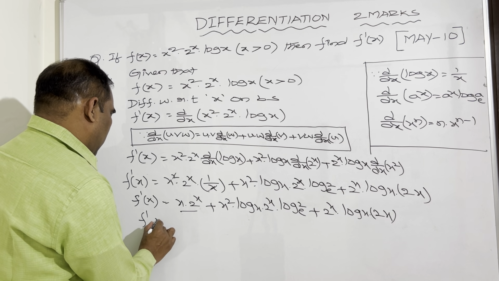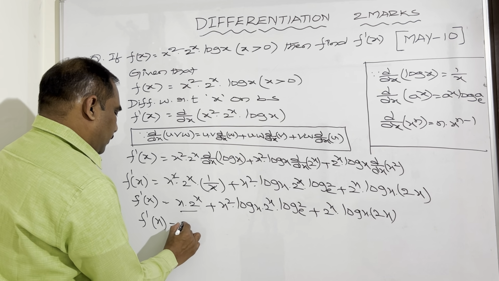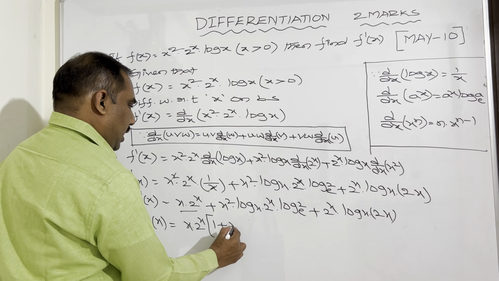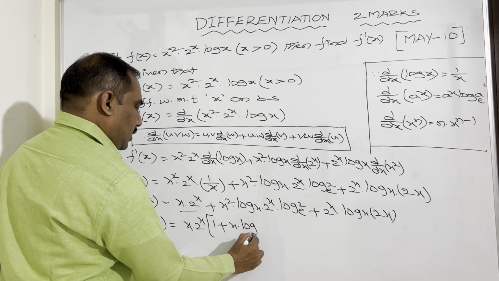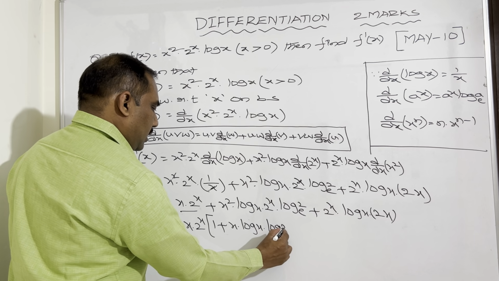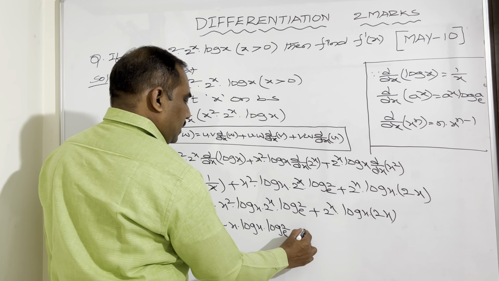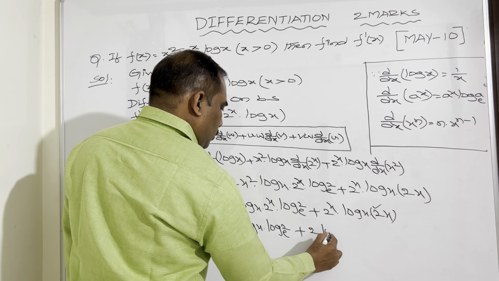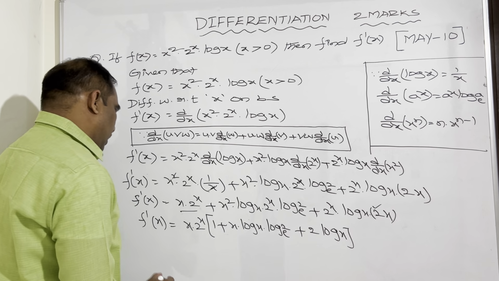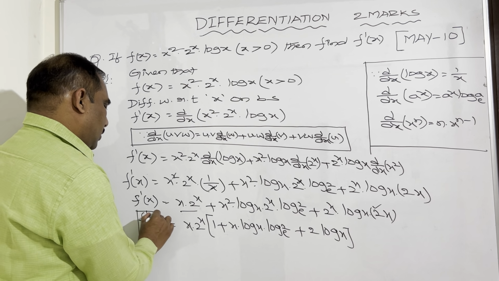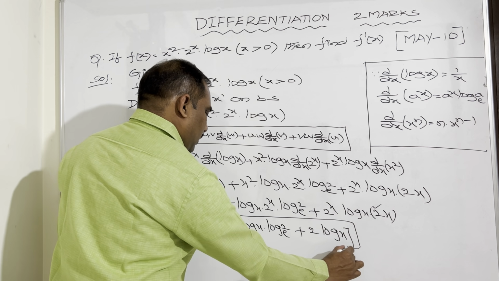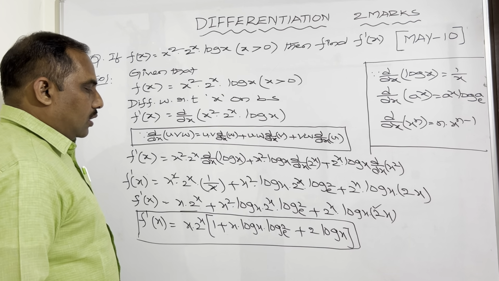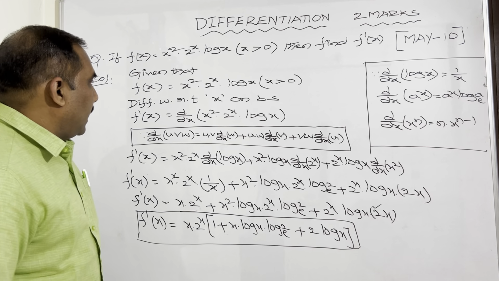So we can write finally f'(x) is equal to x·2ˣ is common. Here 1 plus, here x into log x into log 2 base e, plus, with x·2ˣ taken common, here 2 is left over, so 2 into log x. So finally f'(x) is equal to x·2ˣ into 1 plus x·log 2 base e plus 2 log x.